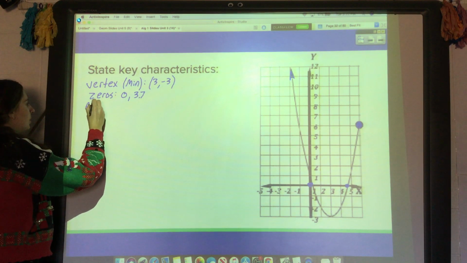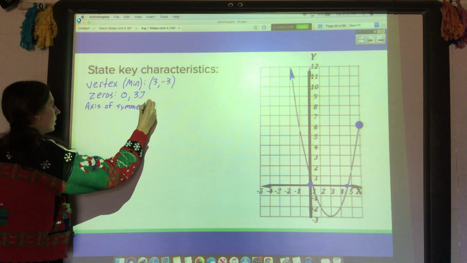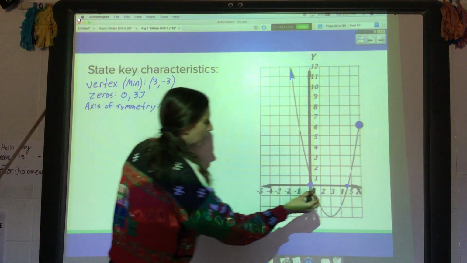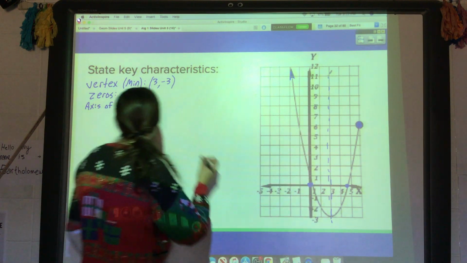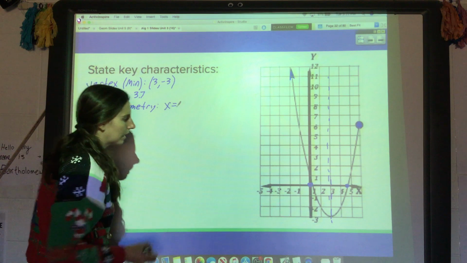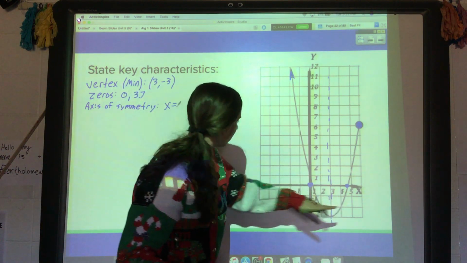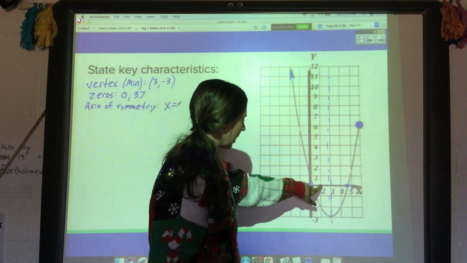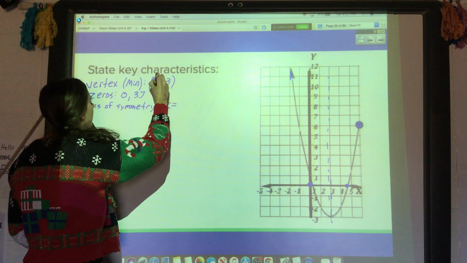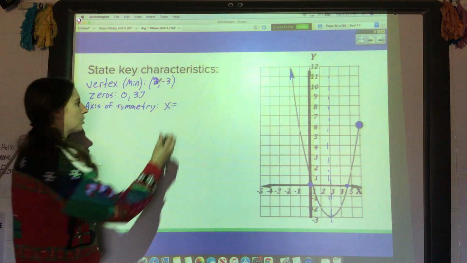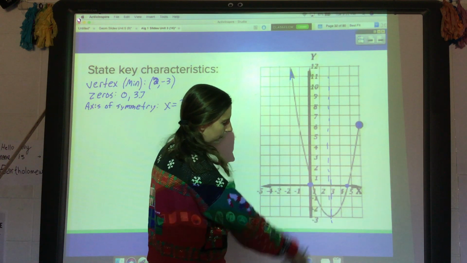The axis of symmetry. Remember, that's the line that goes right down the middle of your graph. And it's always x equals, and then whatever the x-coordinate of your vertex is. Sorry, these are kind of off. I'm realizing I got the vertex wrong. The vertex is at 2, -3. So the axis of symmetry is x equals 2. It's the line that goes through 2.